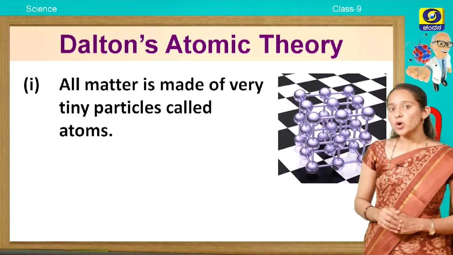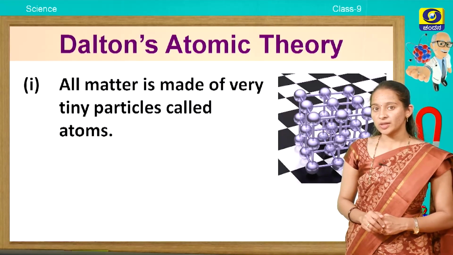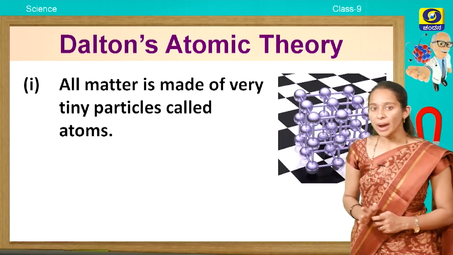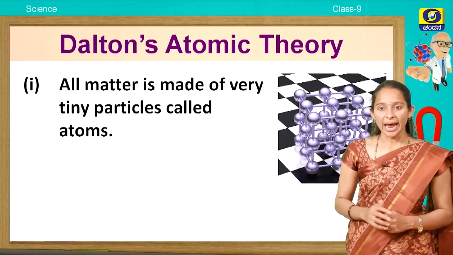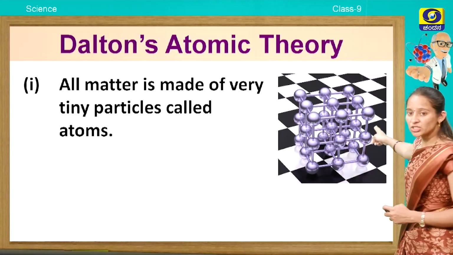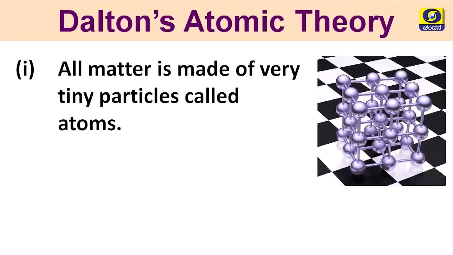The first postulate of Dalton's atomic theory states that all matter is made up of very tiny particles called atoms. Here a picture is there. In the picture, spheres are there. These spheres represent atoms. So, any matter you take, all the matter is made up of tiny particles called atoms.